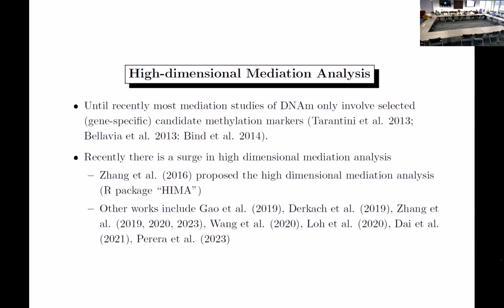For mediation analysis in this high-dimensional setting, most of the prior work only focused on selected candidate mediating markers. But recently there's been a surge in high-dimensional mediation analysis. This paper is also by the first author, Haixiang. We proposed a high-dimensional mediation analysis, I think maybe the first paper on this topic, and we also have an R package called HIMA. I think this method is well received. The package has been downloaded more than 30,000 times, and we have a lot of citations on this work.